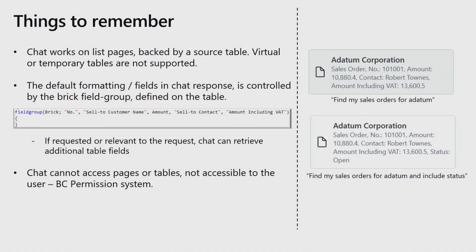on the top right, you define that using field groups on the underlying table of your Business Central extension, right? And chat can also bring in additional fields if you request them or if they are relevant to your query, as you can see on the bottom right. Finally, chat also cannot access any page or table that is not already accessible to the user. And this is all just the normal, standard Business Central permission system.